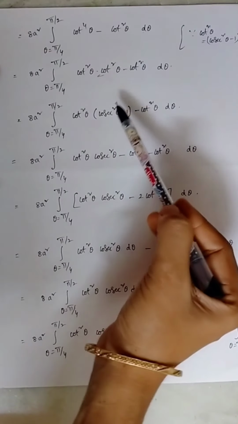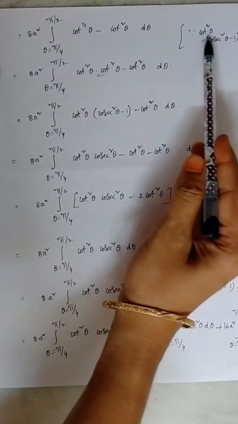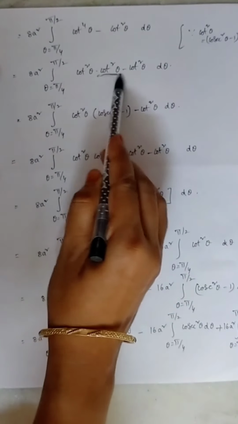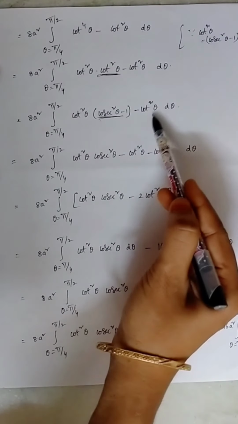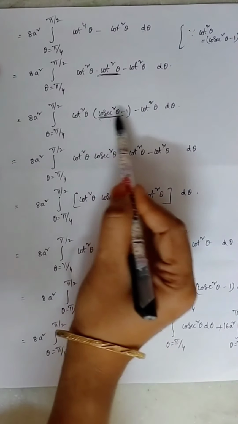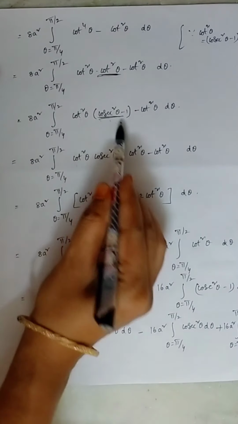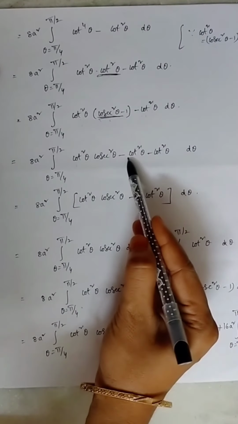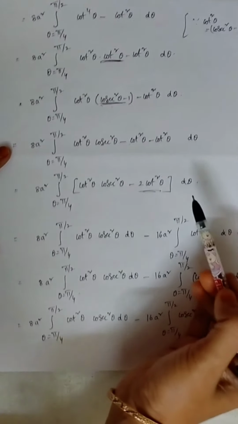Irrespective of writing cot square theta, we write just cosecant square theta minus 1. Since cot square theta equals cosecant square theta minus 1, I am taking cot square theta equals cosecant square theta minus 1 minus cot square theta minus 1. Cot square theta into cosecant square theta minus cot square theta, and remaining minus cot square theta d theta. So minus cot square theta minus cot square theta equals 2 cot square theta d theta.